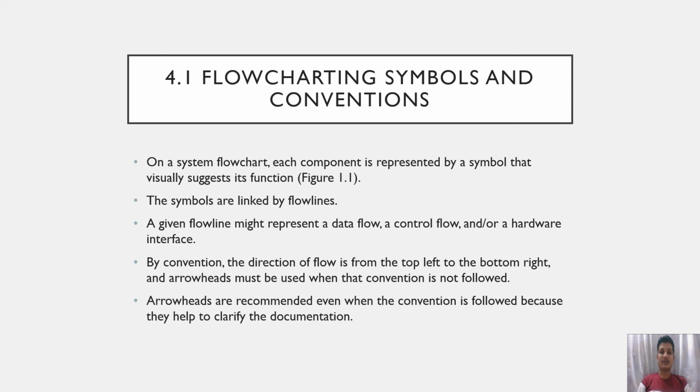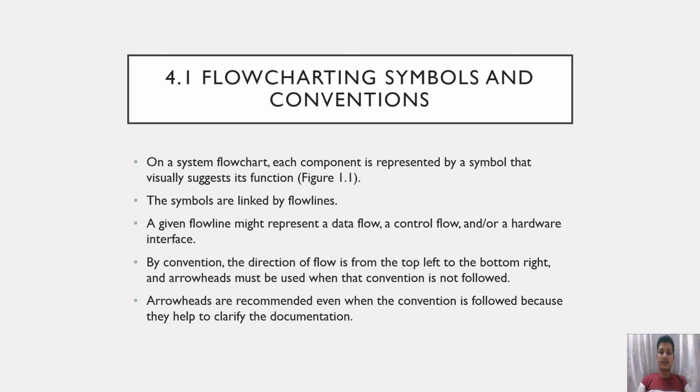In the same way, here a given flow line might represent the data flow, control flow, or hardware interface. By convention, the direction of flow is from top left to bottom right, from up to down, and arrowheads must be used when the convention is not followed. If the arrowheads are not there, then by convention the direction of the data flow is from top to bottom only.